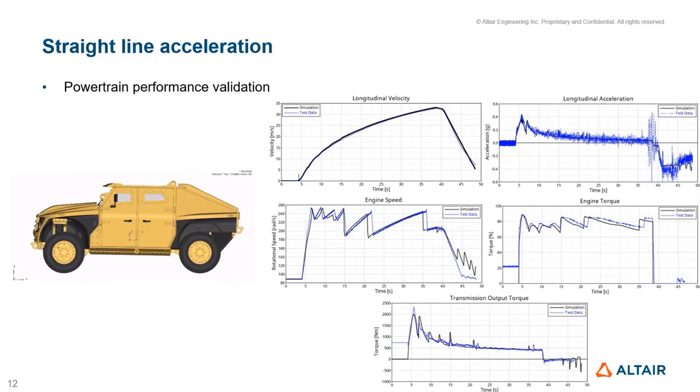The idea of this event was to validate the powertrain performance. Here we have the vehicle starting from rest and then reaching a maximum acceleration. Here you see the plot of the longitudinal velocity, longitudinal acceleration, engine speed, engine torque, and transmission output torque. The black lines are the MotionSolve simulation, and the blue lines are the test data.